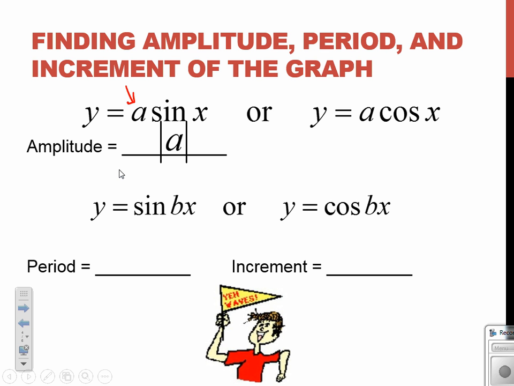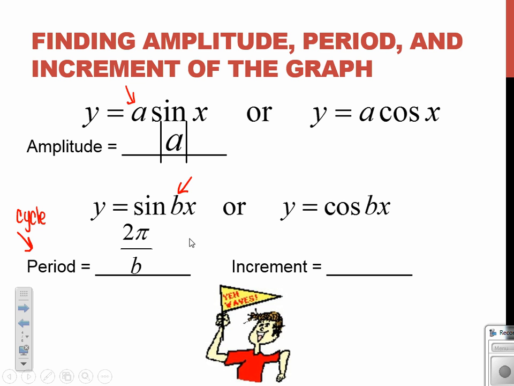The period, how long it takes, or the cycle, remember it's where it starts and stops. The period is the degrees or the radians it takes to repeat itself, is always 2 pi divided by b. Now, the period is always going to be 2 pi in the parent function because the value in front of x is always 1. But if we change that to another number, we have to take that into consideration. So 2 pi divided by b is our period.